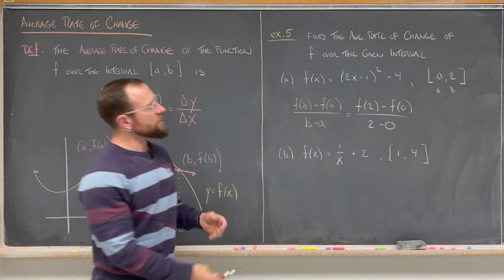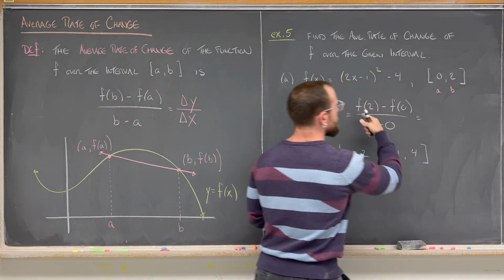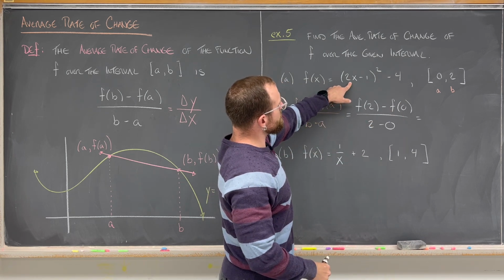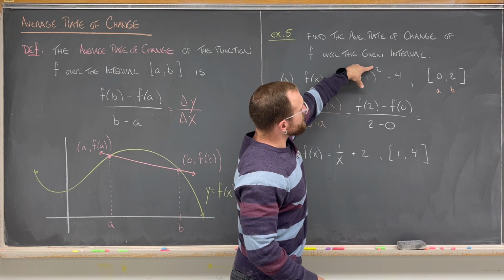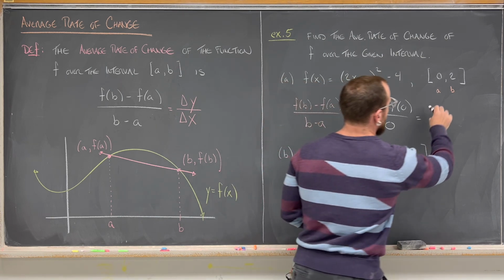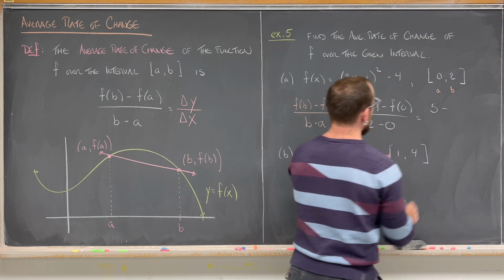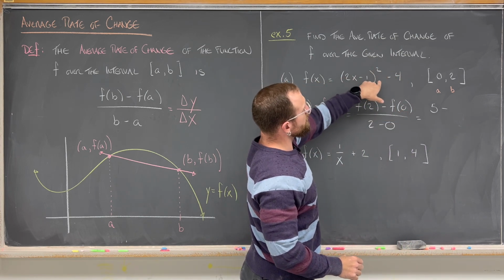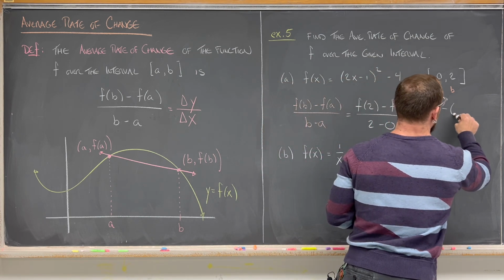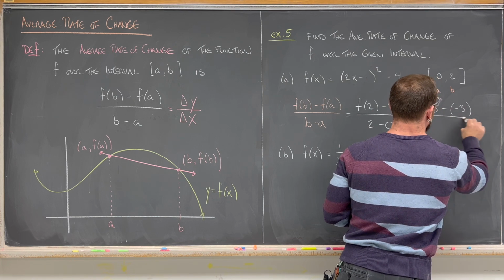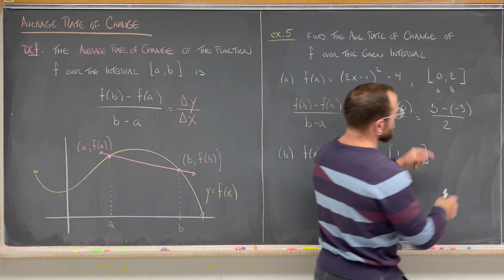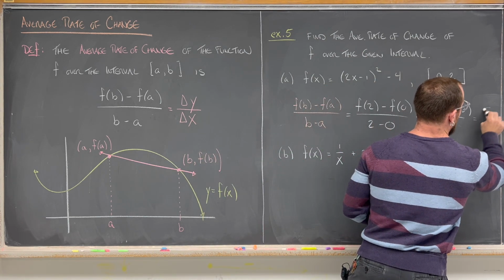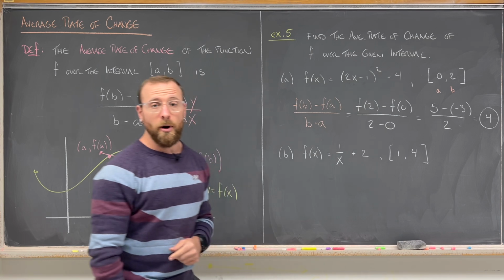Okay? And now we just have to evaluate what are f of 2 and f of 0. F of 2 would be 2 times 2 is 4, minus 1 is 3, squared is 9, 9 minus 4 is 5, so I get 5 minus f of 0, that's going to be 1 minus 4, that's a negative 3, divided by 2. So that's an 8 divided by 2, that's a 4. Okay? The average rate of change is 4.